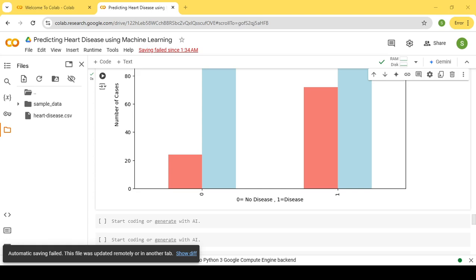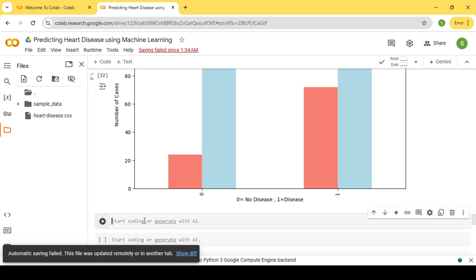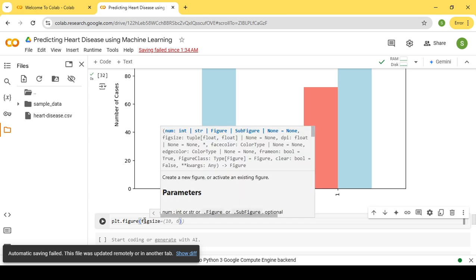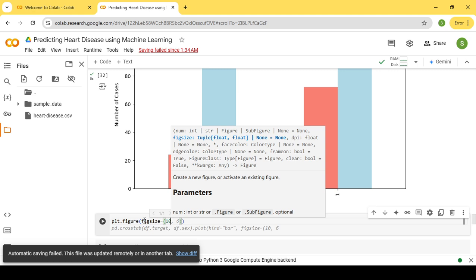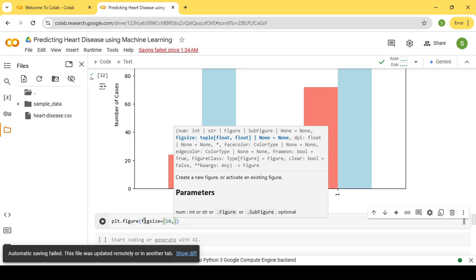Let's now also create one more plot that represents the age and the maximum heart rate, and how they are related to the presence or absence of heart disease. We'll start first by defining the plt that we're going to use. Let's set the figsize to 10 and 6.